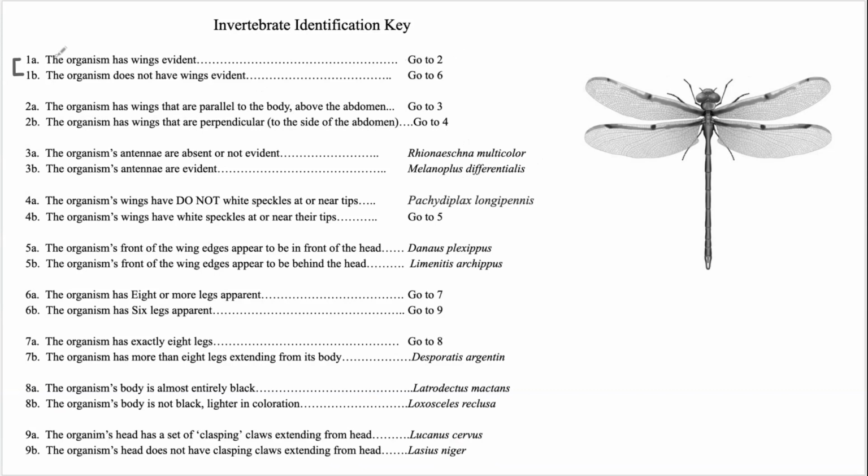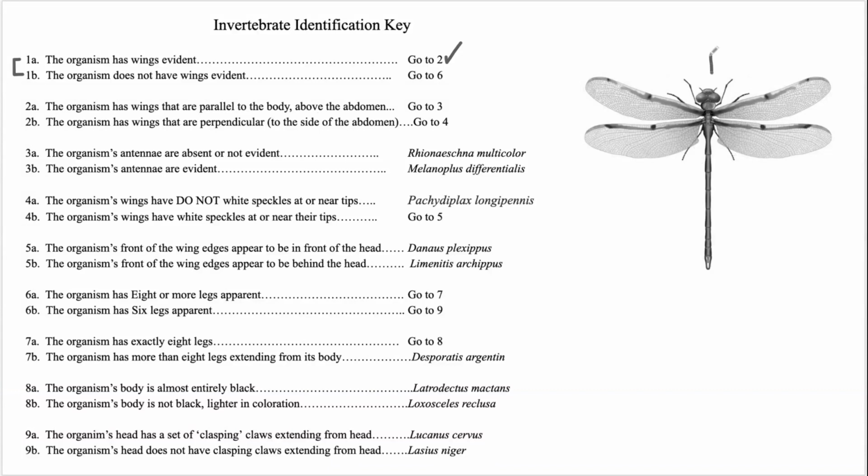So I'm going to read the statements and figure out which one's true. The organism has wings evident. The organism does not have wings. Does it have wings? It does, so I'm going to go to 2. I come down here to number 2. The organism has wings that are parallel to the body, above the abdomen, or has wings that are perpendicular to the side of the abdomen.